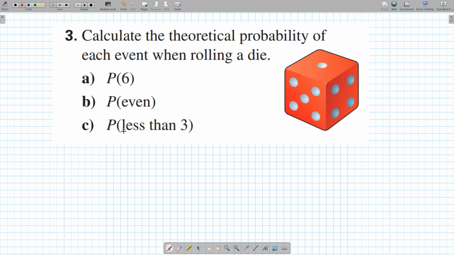What do you think? Isn't it just 1 out of 6? Yeah, exactly. It's just 1 out of 6. B, rolling an even number. 3 out of 6, right. Can we reduce 3 out of 6? 1/2, yeah.